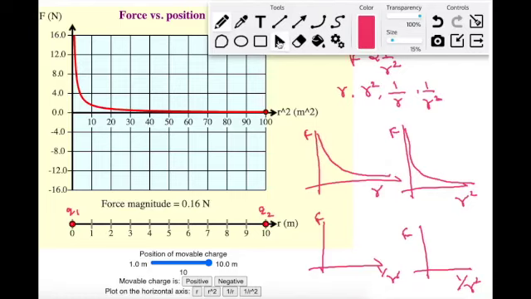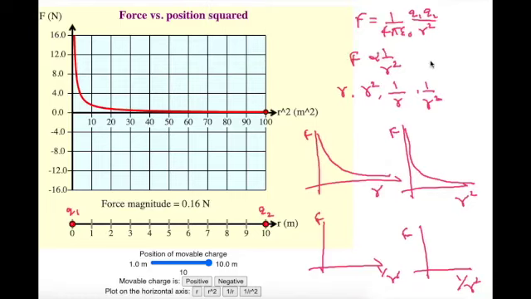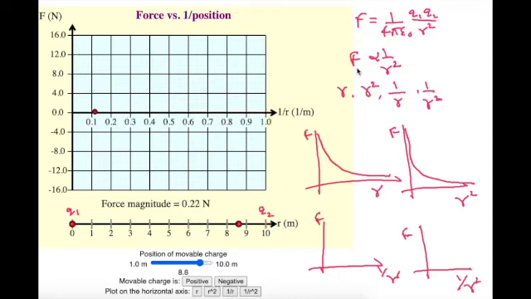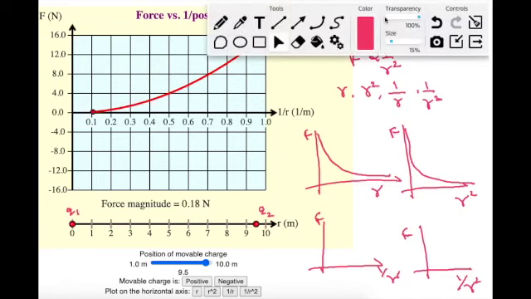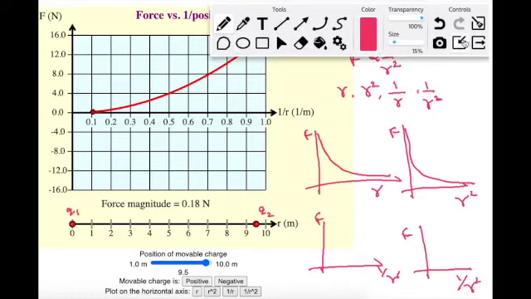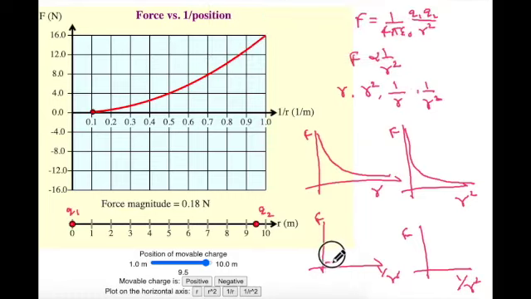Now let me show you how the force versus 1 by R varies. So this is force versus 1 by R. This is the graph for force versus 1 by R. It is not a straight line, it is a curved line. So let me plot the graph here. This is a curved line. So this is force versus 1 by R.